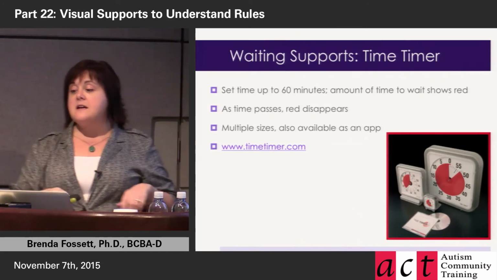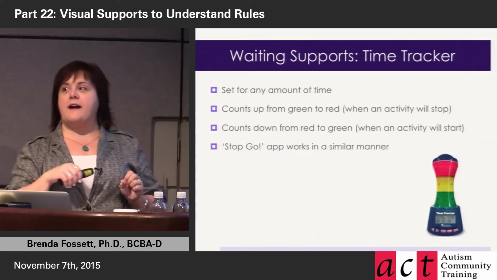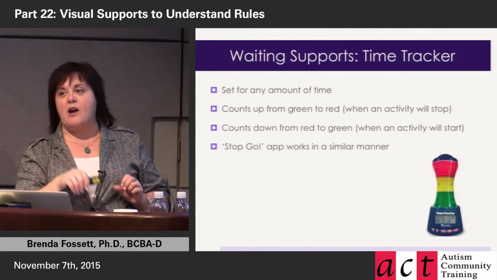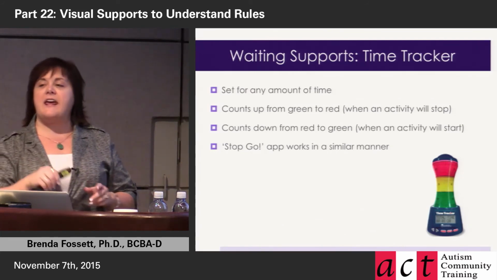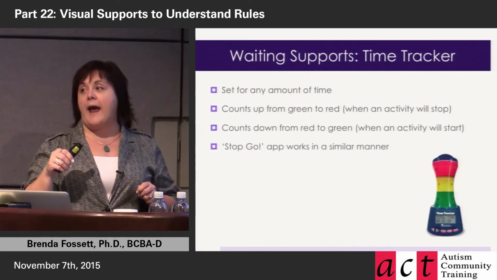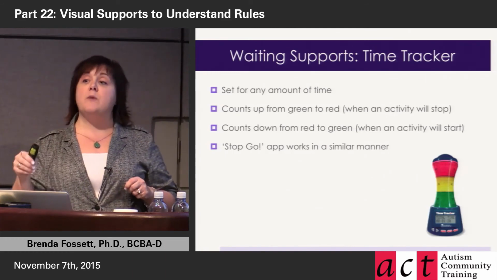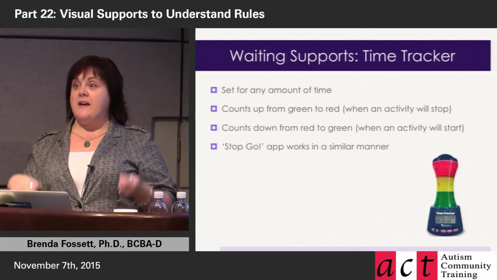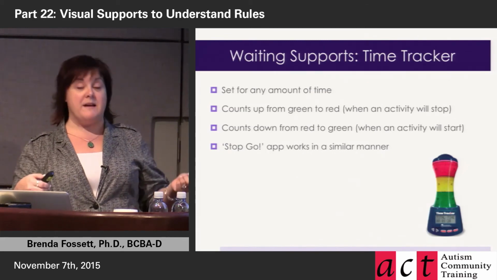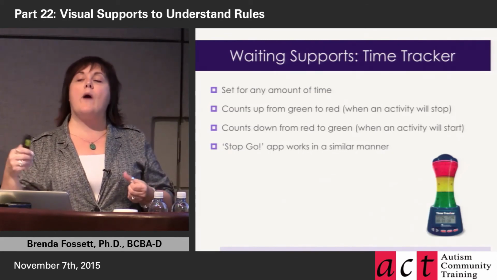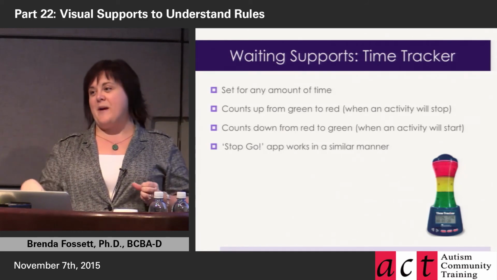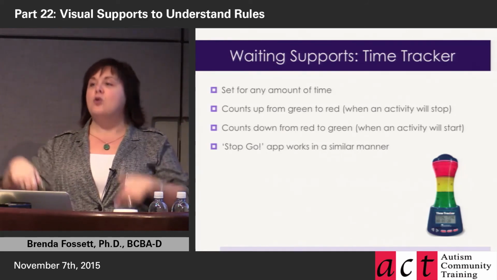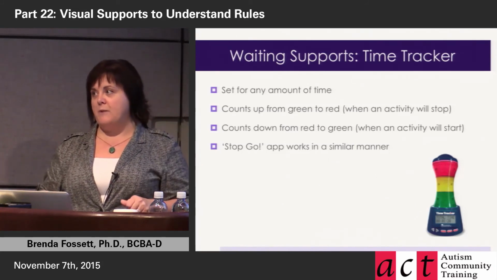So there's that. There's also the time tracker, which frankly is my favorite because it provides that sort of intermediary information. So you can have it count up from green to red. So I'll often use green to red if a kid's doing a preferred activity. Green means I'm doing it, yellow means it's almost done, red means it's over. Or if we're waiting for an activity, we go from red to green. Red means I'm waiting, yellow means it's almost time, green means I get to do whatever it is we're doing.